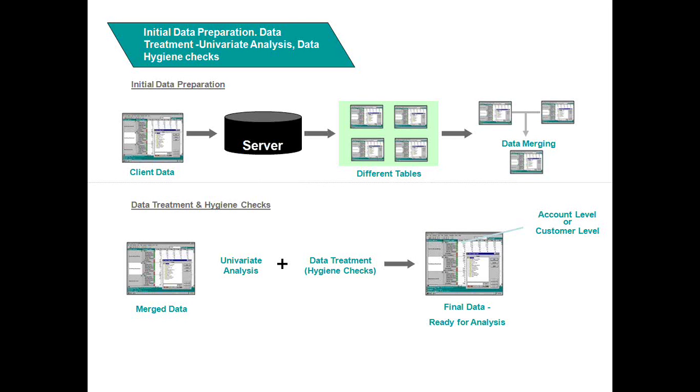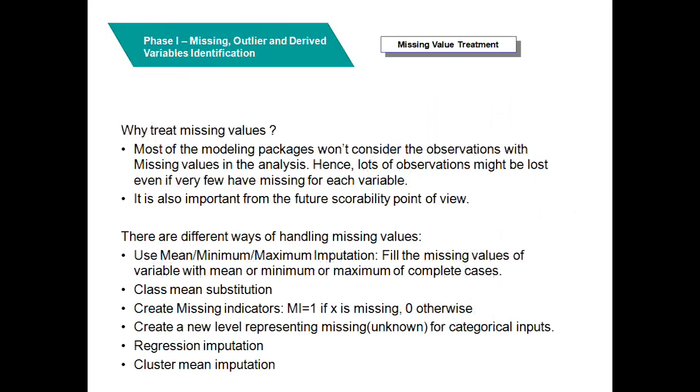Phase 1: missing value treatment, outlier treatment, and derived variable identification. When we say missing value treatment, it could be anything. There are two kinds of missing values: one which we cannot control, and second, which we can control. The ones we cannot control are very obvious missing values. Let's say the balance of a customer. He was having 10,000 on a monthly basis, but after a certain period of time, he withdrew all the money and his balance is zero. You cannot say that it's a missing value or zero value, because it's obvious data.